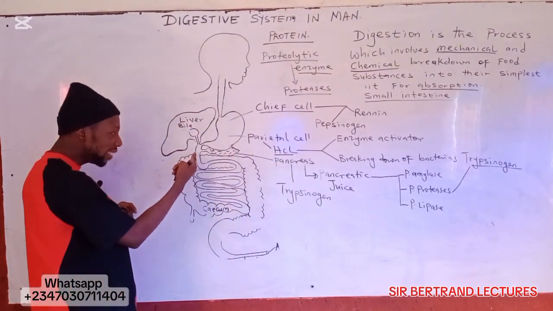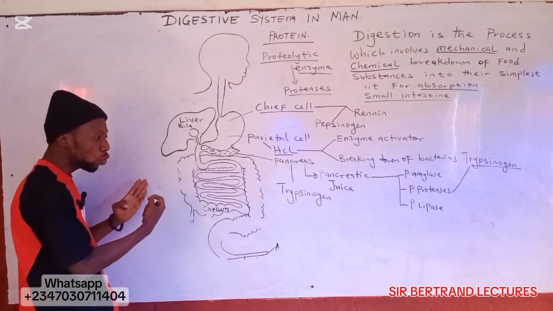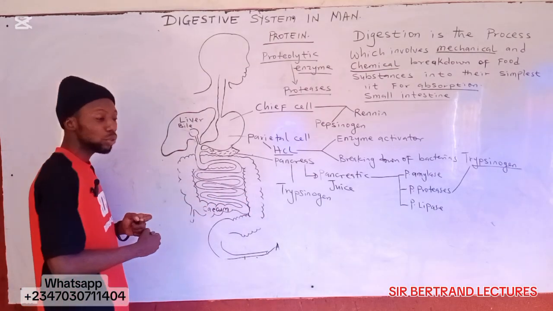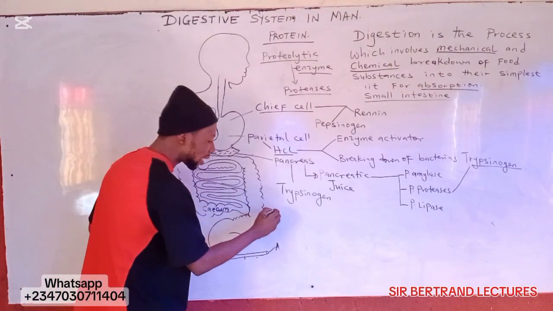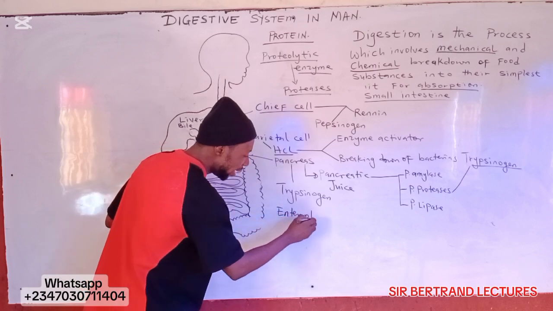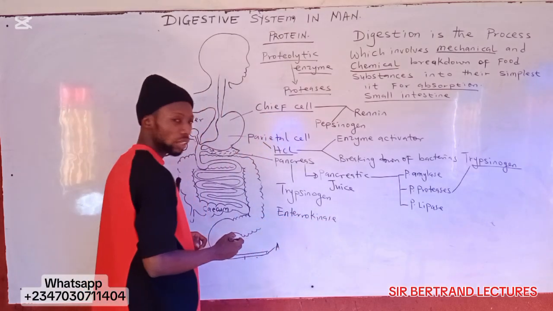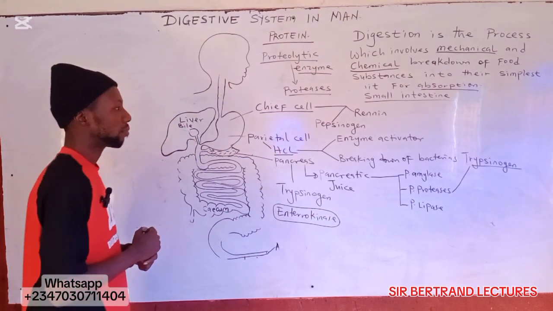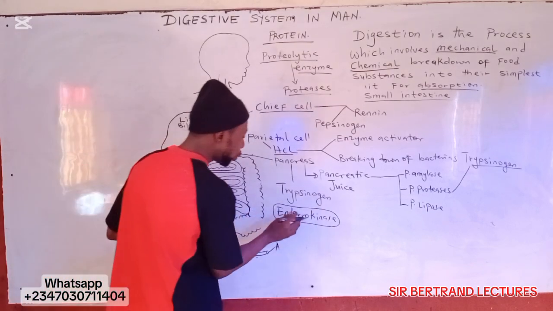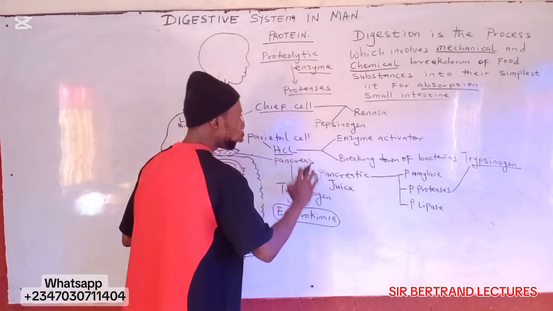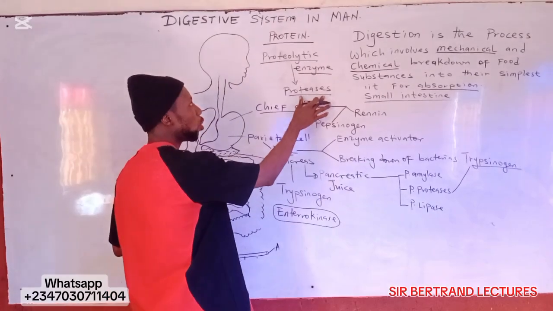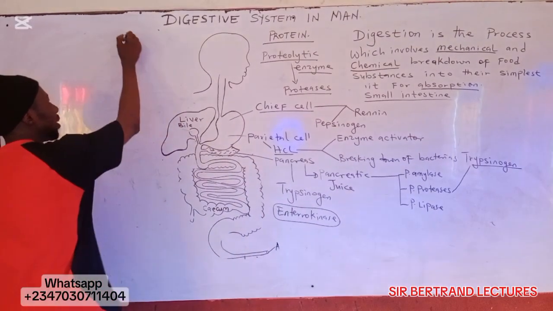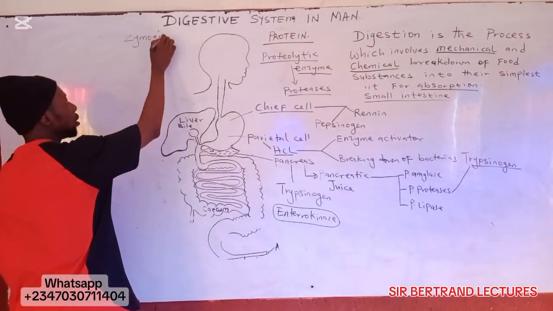Now here is the duodenum. The brush border of the duodenum provides another digestive enzyme that is specific for this trypsinogen, and this digestive enzyme is known as enterokinase. This is the enzyme activator that acts on trypsinogen. Take note, trypsinogen and pepsinogen, the two are examples of proteases or proteolytic enzymes. In this form, they are inactive and they are known as zymogens.